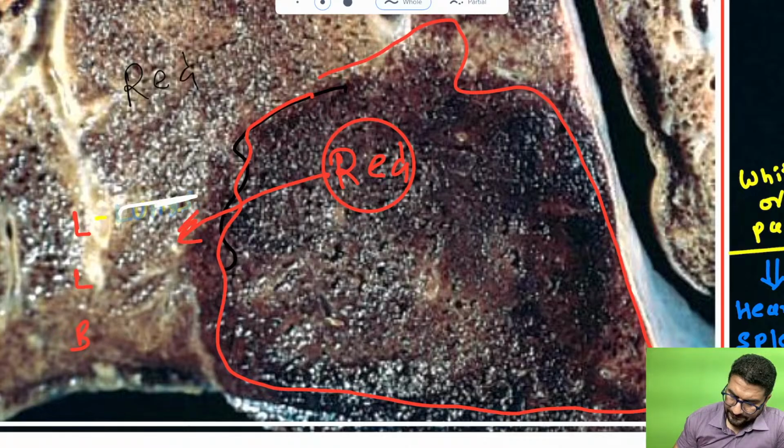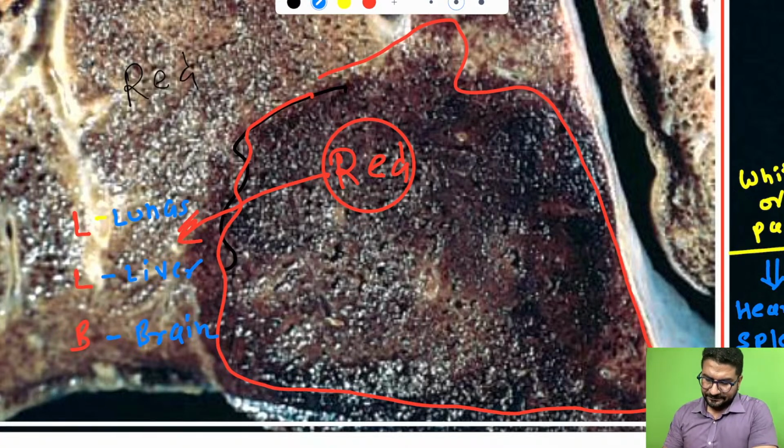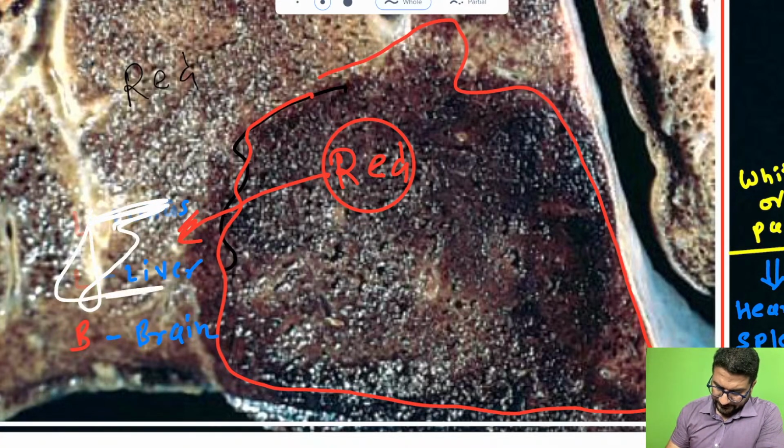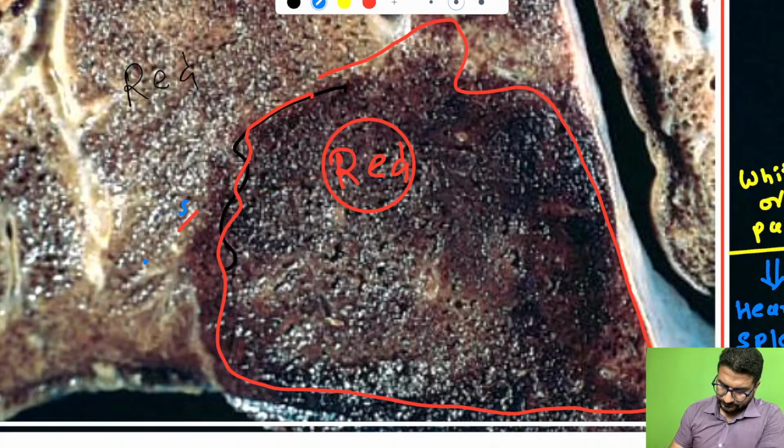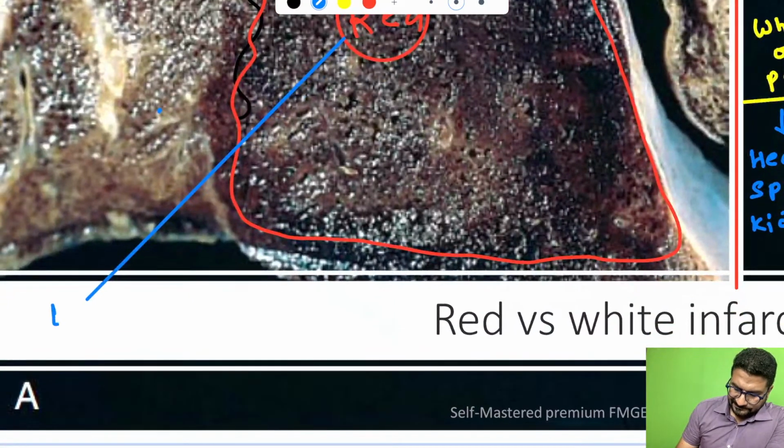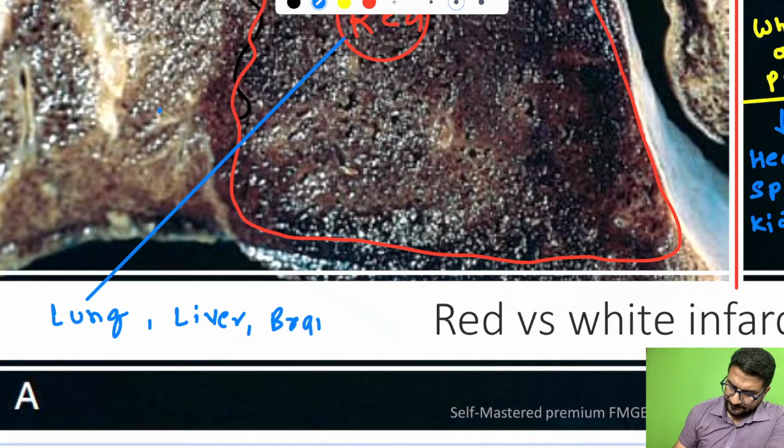It is seen in lungs, liver, and it is seen in brain. LLB: lung, liver, brain. It is not visible here, so let me write it somewhere else. Just let me write it here, so that you will see where? In lung, in liver, in brain. LLB. Done.